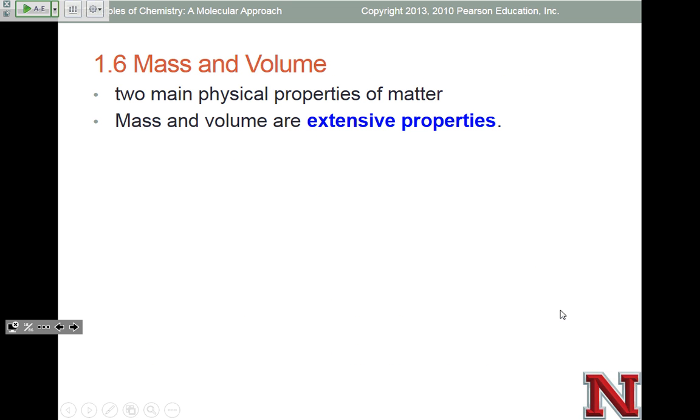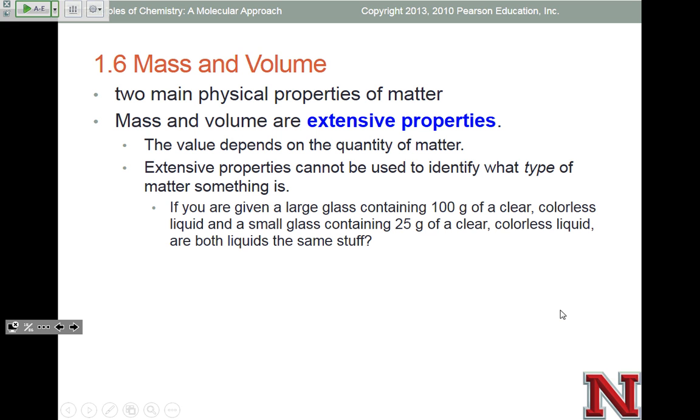So now we're getting there. Mass and volume. Two main physical properties of matter are mass and volume. Mass and volume are both extensive properties, which means the value depends on the quantity of matter. The more matter I have, that changes how much mass I have. The more volume I have, that changes how much volume I have. That's what it means to be extensive. The boiling point won't change if it's a pure substance, but our mass and volume is dependent.